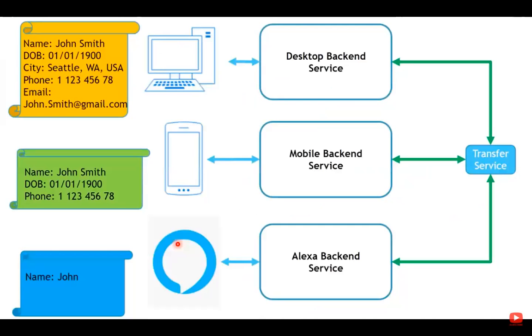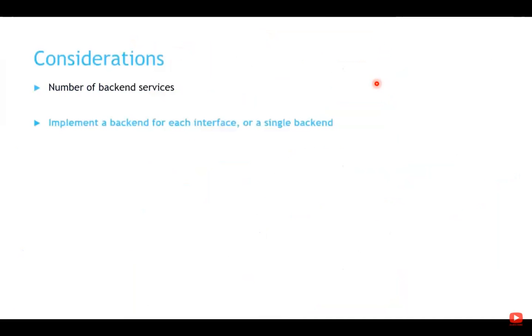Now let's talk about some considerations you need to keep in mind while using this pattern. First of all, the number of backend services. You need to be clear on how many front ends are required to be supported in your solution, and then you will get a sense of how many backend services you will have to implement as well. Also, you need to decide whether to implement a backend for each front end or to have just a single backend for all front ends in your solution.